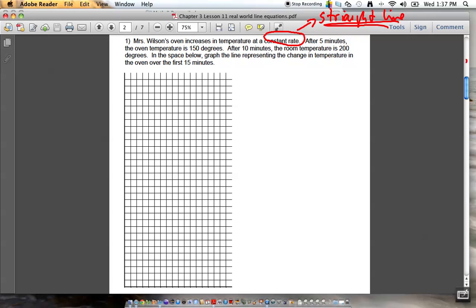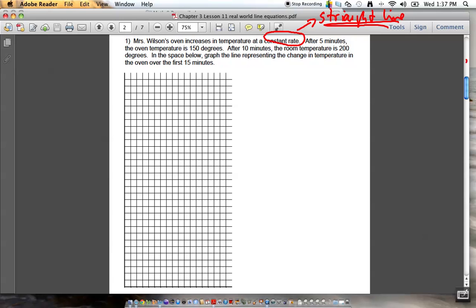After 5 minutes, the oven temperature is 150 degrees. After 10 minutes, it should say the oven temperature, not the room temperature. My God, if the room temperature was 200, we'd be dying. The oven temperature is 200 degrees. In the space below, graph the line representing the change in temperature over the first 15 minutes.